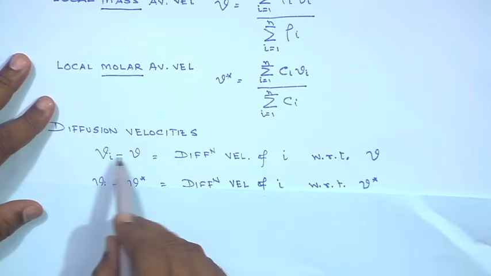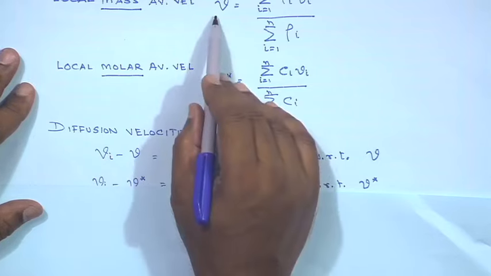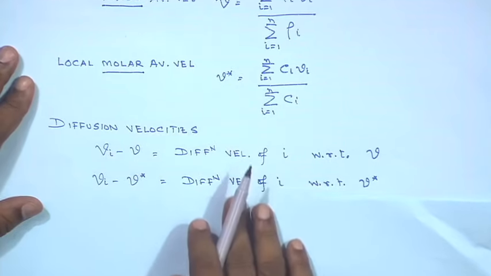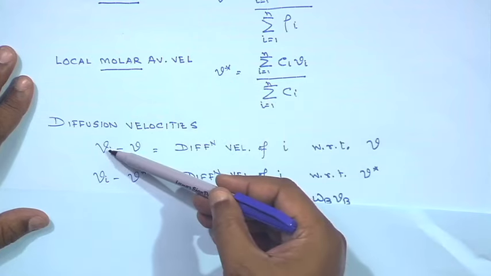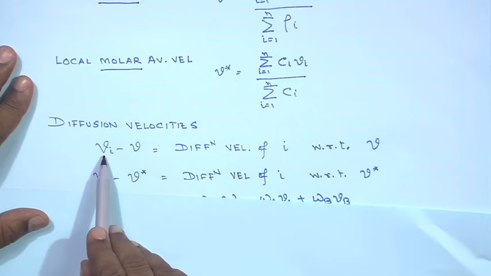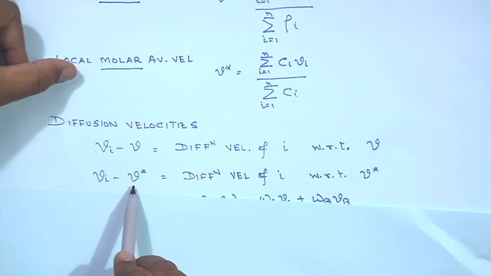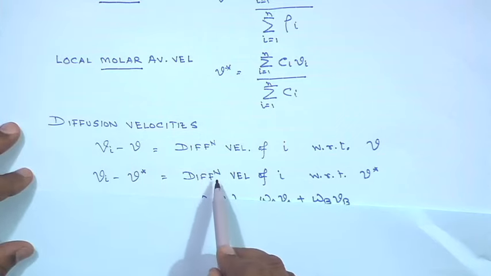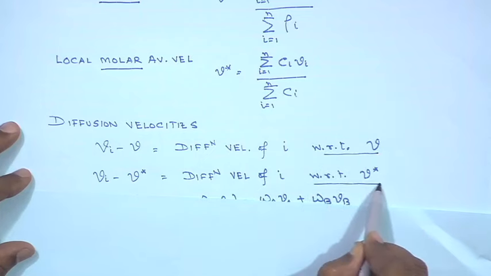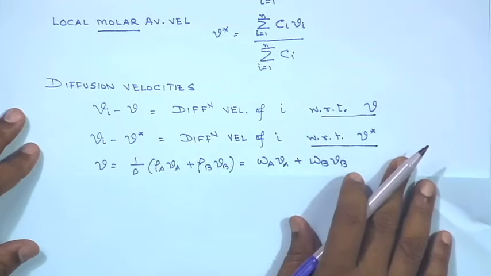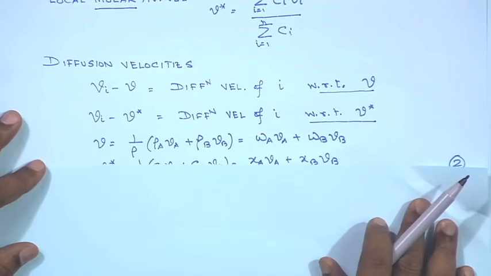Now, the way you have expressed the diffusion velocity, where the basis is taken as the local mass average velocity, you can take the basis as local molar average velocity, as in v star. So, the relative velocity of the component can be expressed with respect to the mass average velocity or with respect to the molar average velocity. Both are diffusion velocities. One is with respect to v, the other is with respect to the molar average velocity. So, these are the two diffusion velocities that are quite commonly used for mass transfer.